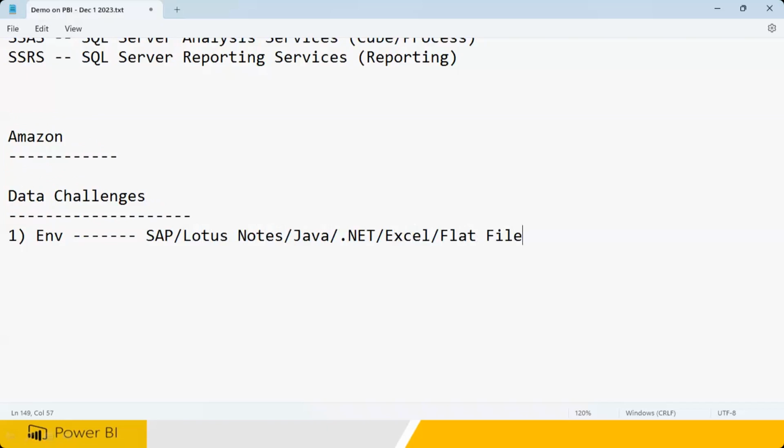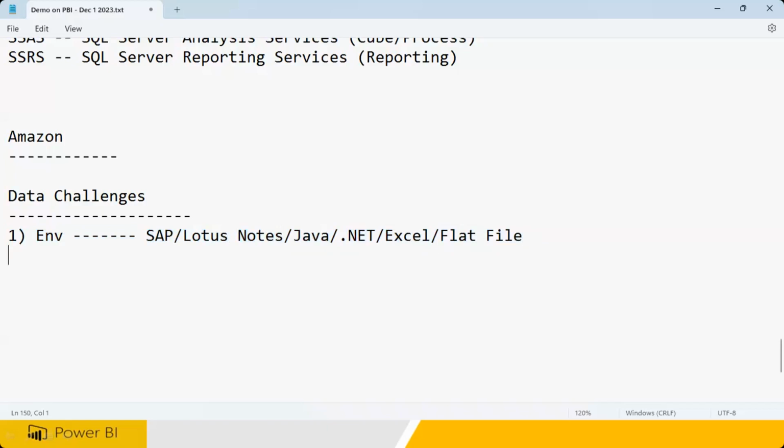right? When the company is telling the data scientist or data analyst, hey, I have the data not in Python, not in one place, I have the data everywhere. Now you don't know what to do. What is Lotus Notes? What is SAP? What is Java? What is .NET? You don't know. You are now in a dilemma. The issue is that data is available in different environments.